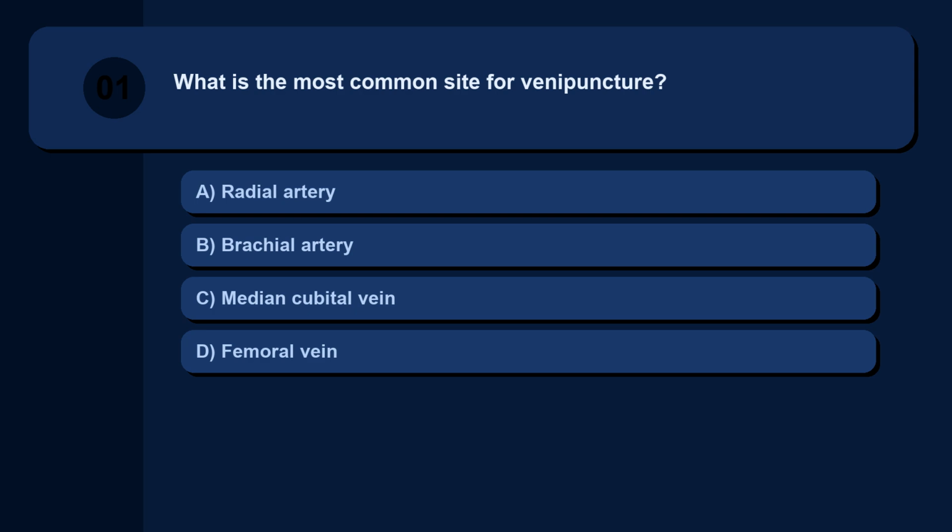Question 1. What is the most common site for venipuncture? Radial artery, brachial artery, median cubital vein, femoral vein. The median cubital vein is large, superficial, and less surrounded by nerves, making it the preferred site for routine venipuncture.